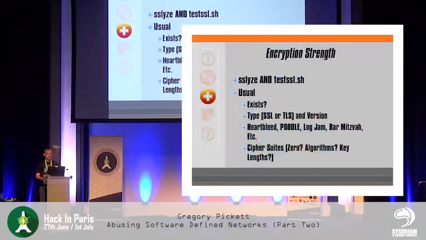Encryption strength, SSLyze and testssl work really, really well. Usual with these sorts of things: does it exist? Are you being required to connect in a secure fashion? Type, SSL or TLS, and version, which is really important because they seem to be falling like dominoes. Looking at various issues that are found: Heartbleed, Poodle, Logjam, Bar Mitzvah, et cetera. I gave this a little bit earlier in the year. At the time, I think Drown was the new one.